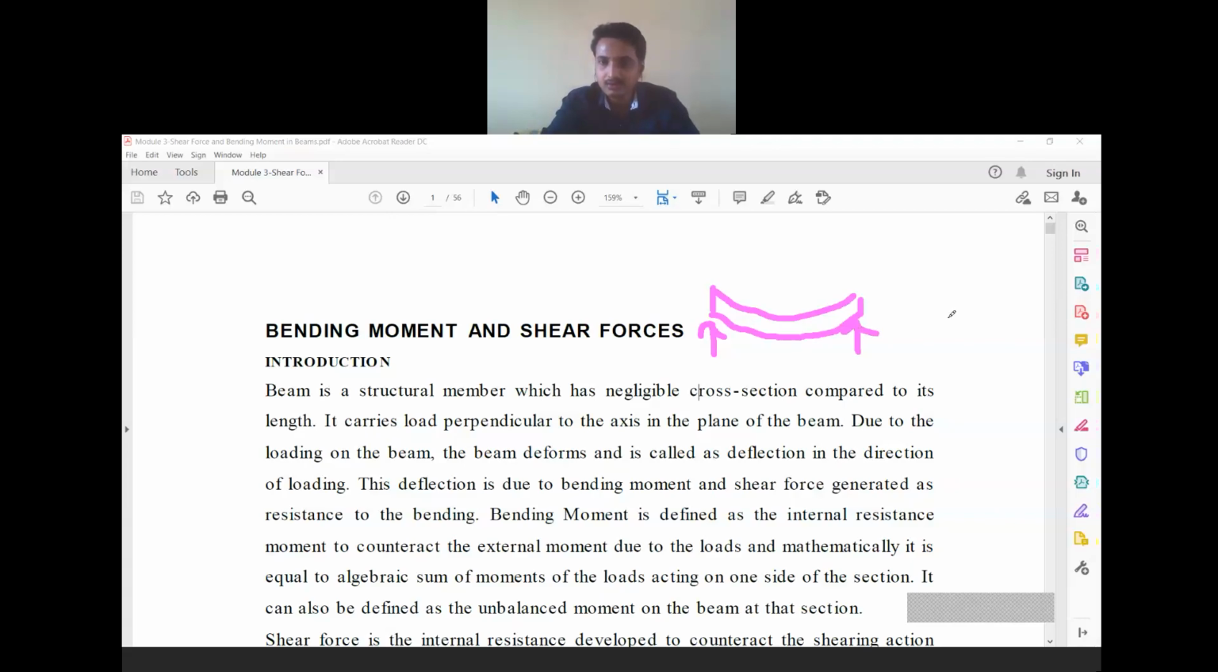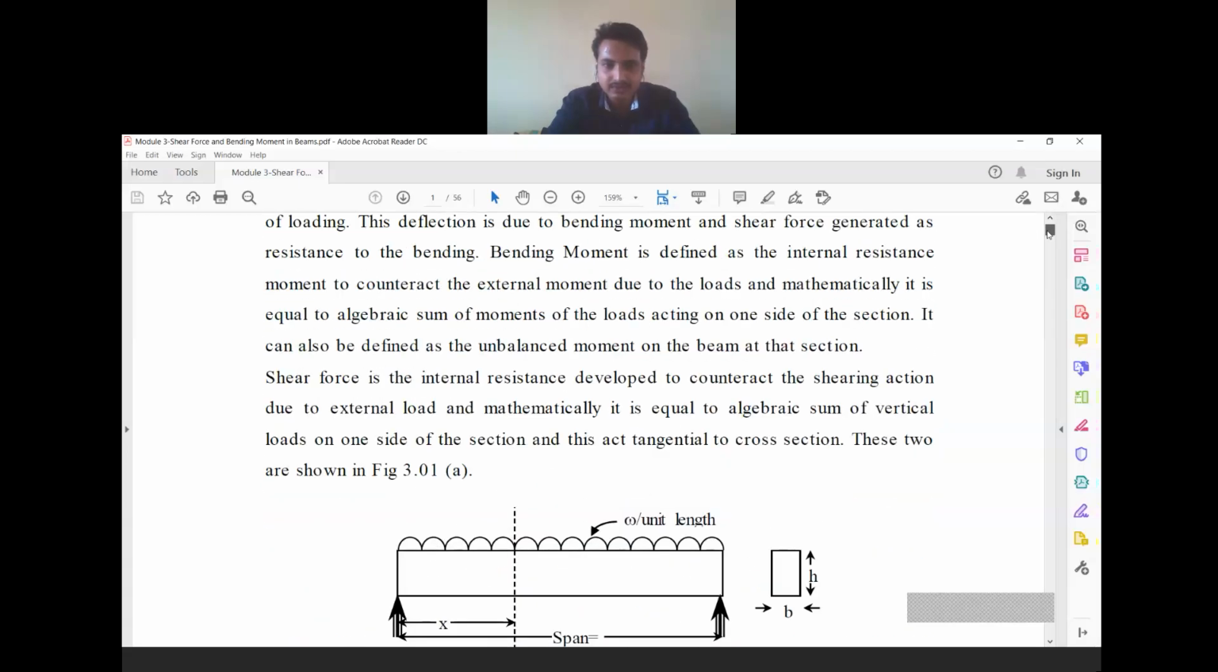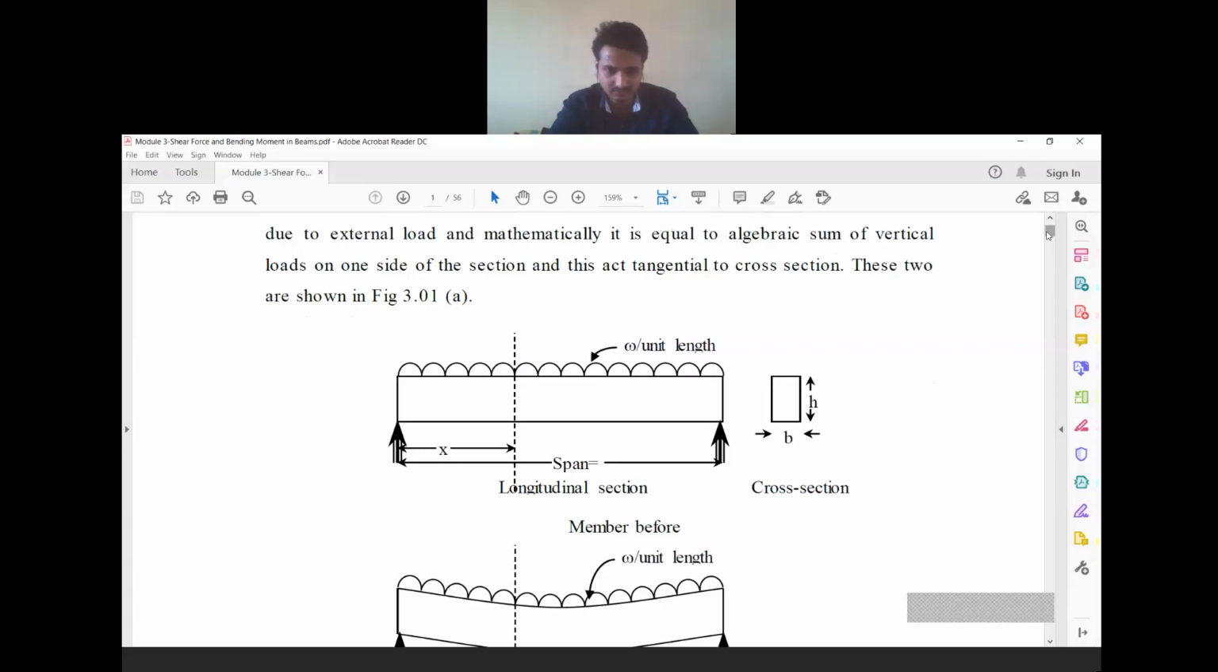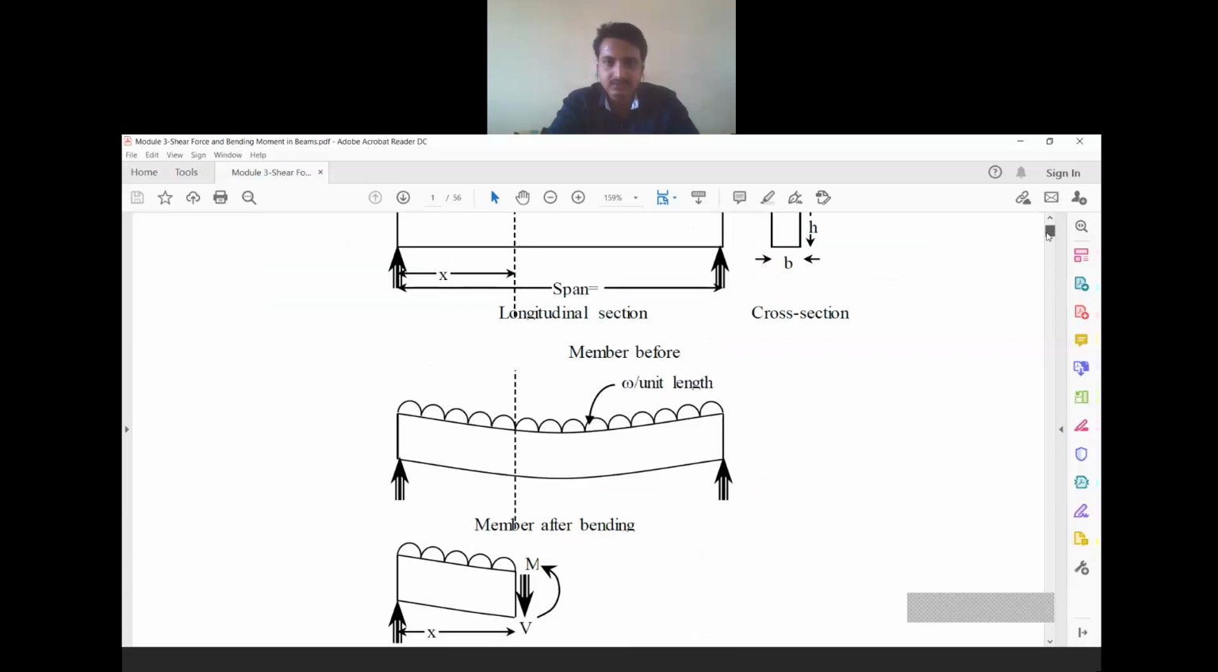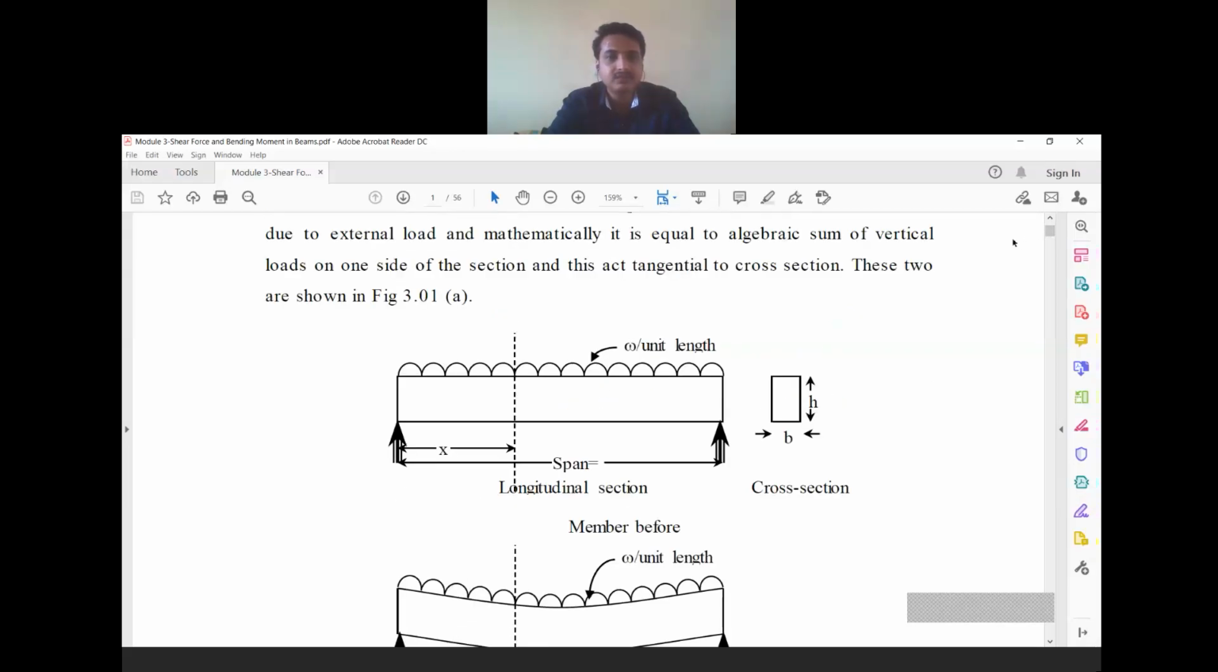Hope at this point of time it is clear for you. See, in this example, you can observe we have a simply supported beam of span L, and it is under UDL loading, uniformly distributed load. At this point of time, I believe you will be able to understand the types of loadings. If at all you don't understand, I shall just brief you with that.